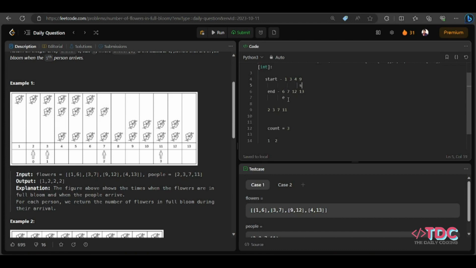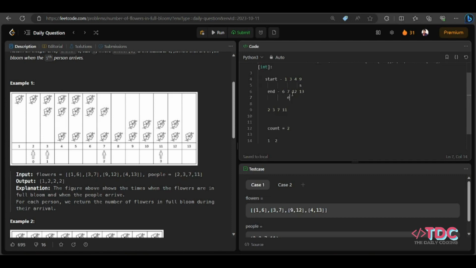Now I will check this end point. Did any flower die before this 7? Yes, 6 is less than 7. So what we can see here is that the first flower died when the third person arrived. So I will reduce the count by 1, and it becomes 2. Now my end pointer goes to 7, right?